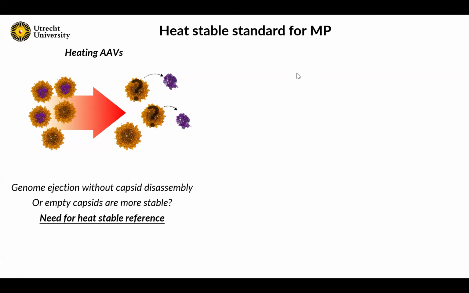So now we have two potential mechanisms of what could happen with our AAVs upon heating. One is that during heating, the filled AAVs eject their genomes and create newly formed empty capsids. But on the other hand, what could also happen is that the genomes are released, but the capsids completely disassemble. And the empty capsids that we measure now are actually the ones that were already there, but these are much more heat stable. And that's why we see them better during the measurement.